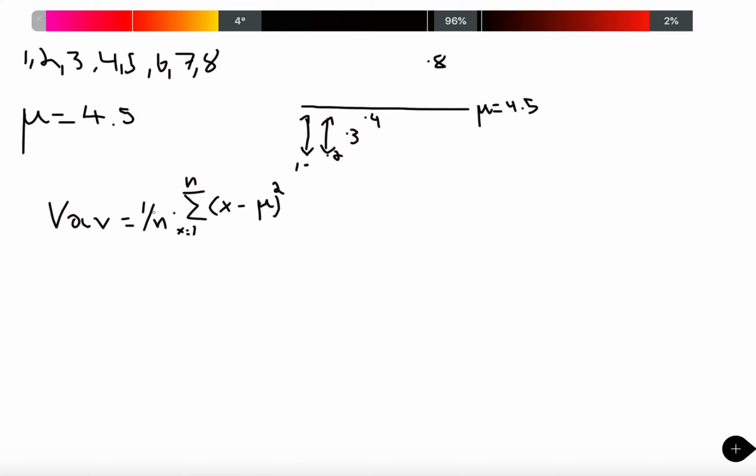What this formula does is that this is the probability of each observation, because each observation has equal chances of coming up. So each one of these has a probability of 1 over 8. Then we see the actual deviation from the mean, which is this distance here for each number. And then we have the square component.